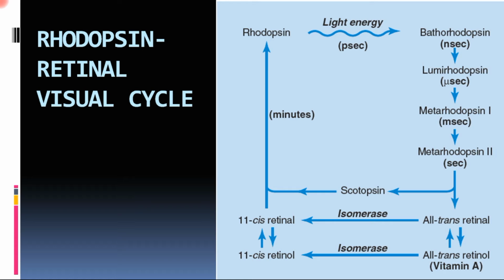Okay, so metarhodopsin activates the transducin, which is the product in the visual cycle. So I hope this would help you to understand the visual cycle. And ultimately, when the all trans retinal is formed by the light energy, it gets restored back to the 11 cis retinal with the help of two processes.